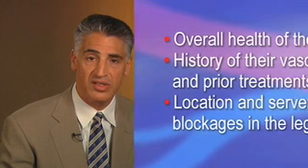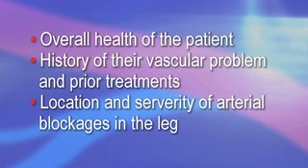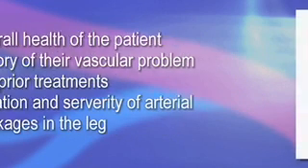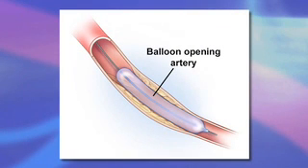Determining the best procedure for an individual patient is a complex decision based on the overall health of the patient, the history of their vascular problem and prior treatments, and the location and severity of the arterial blockages in the leg. Catheter-based procedures such as angioplasty are less invasive but are also generally less durable and have technical limitations when blockages are most extensive. For patients who are not good candidates for angioplasty or who have already failed a prior angioplasty attempt, lower extremity bypass surgery is a well-established and highly effective procedure.